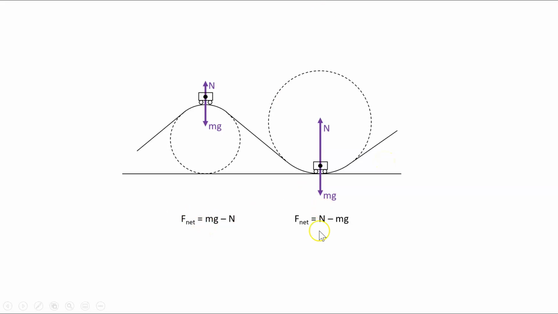Remember what we said at the beginning. Forces pointing into the circle are positive, so mg is positive here, but n is positive over there. Forces pointing out of the circle are negative, so n is negative here, but mg points out, so mg is negative over there. It reverses the signs of the forces when you write out the net force.